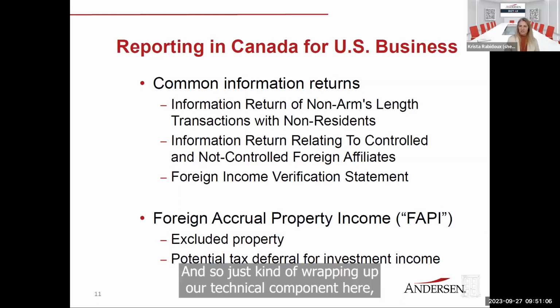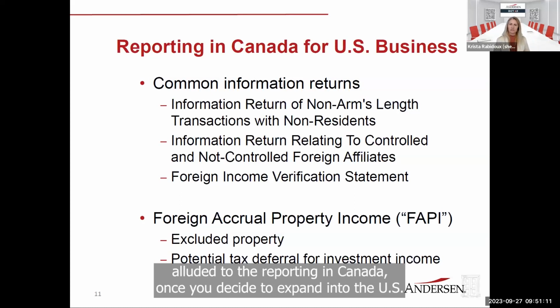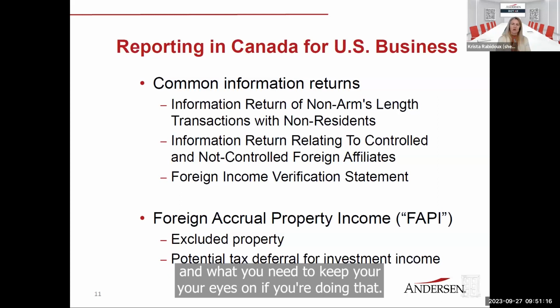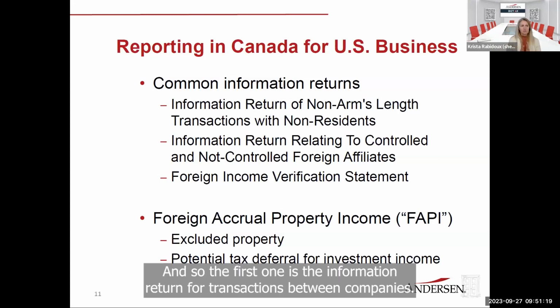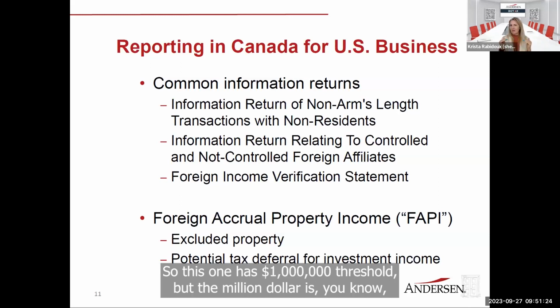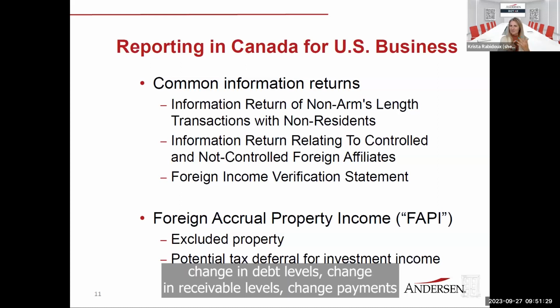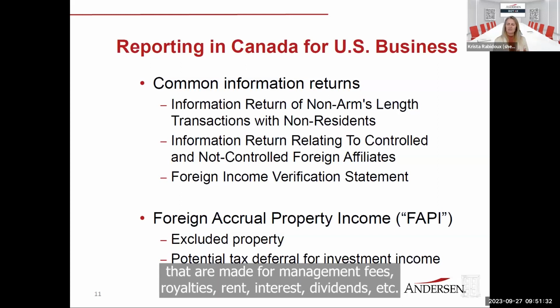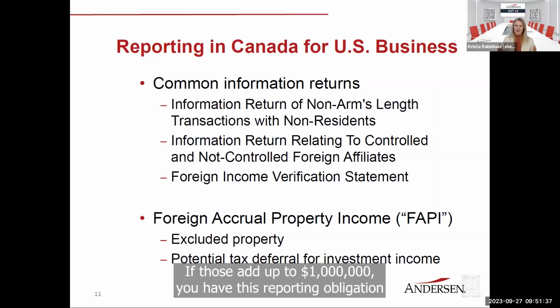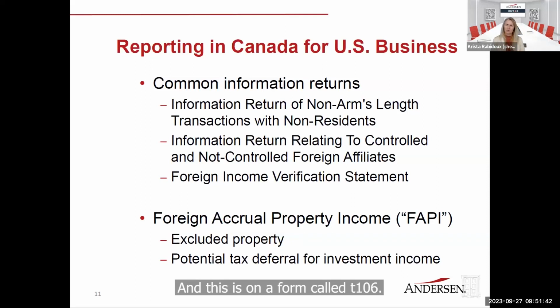Yes, exactly. And so, just wrapping up our technical component here, I'm going to spend a couple of minutes on the reporting in Canada once you decide to expand into the US and what you need to keep your eyes on if you're doing that. The first one is the information return for transactions between companies. This one has a $1 million threshold. But the $1 million is change in debt levels, change in receivable levels, and payments made for management fees, royalties, rents, interest, dividends, etc. If those add up to $1 million, you have this reporting obligation. This is on a form called T106.